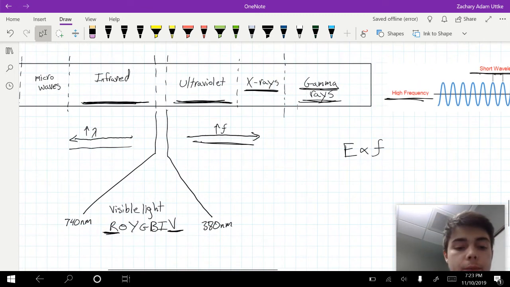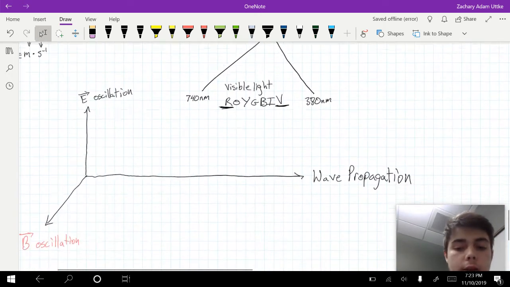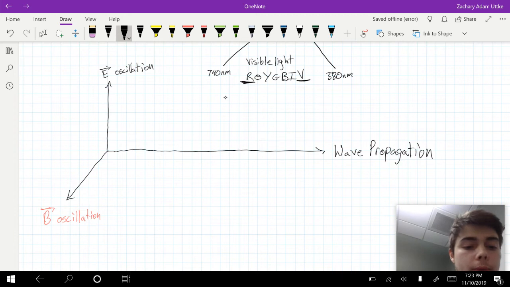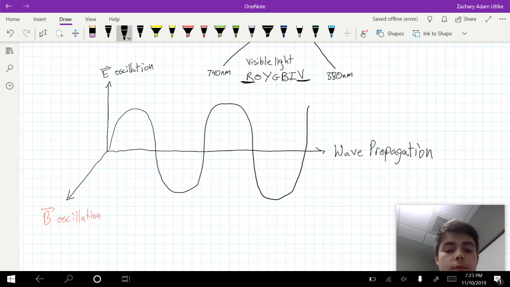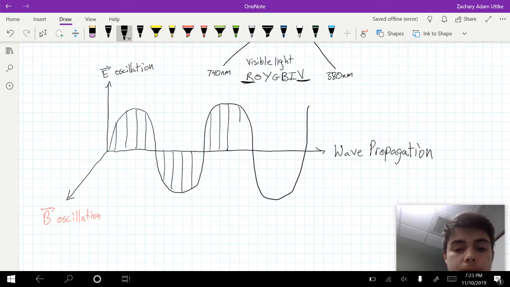So this is the spectrum for electromagnetic light, and let's actually look at what an electromagnetic wave is. I have this graph right here, and I'm going to do my best to draw what is happening. This is the oscillation of the electric field, so the electromagnetic waves. Let's fill this in like this.